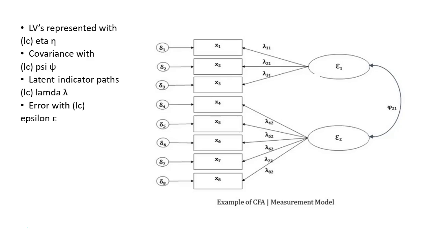So you can see that there's a psi. The psi is the covariance between the two latent variables. The latent variables, really their variances, are represented as an eta. Each path coefficient, or the item to latent loading, is represented with a lambda. And then the error variances are represented with an epsilon. So just so you know, these are the parameter estimates that are going to be made from this model.